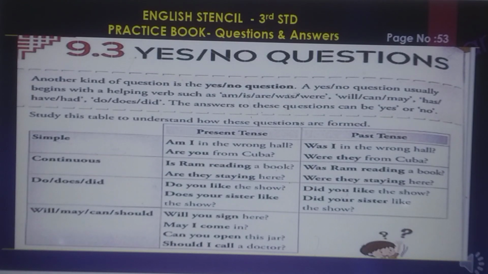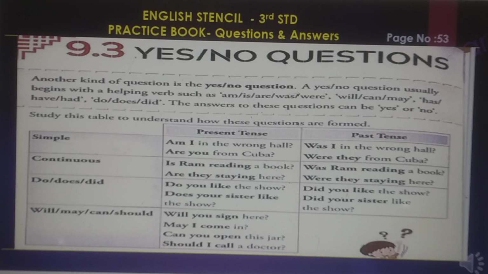9.3 Yes or no questions. Another kind of question is the yes or no question. Yes or no questions usually begin with helping verbs such as am, is, are, was, were, will, can, may, has, have, had, do, does, did. The answer to these questions can be yes or no. Simple present tense and past tense.